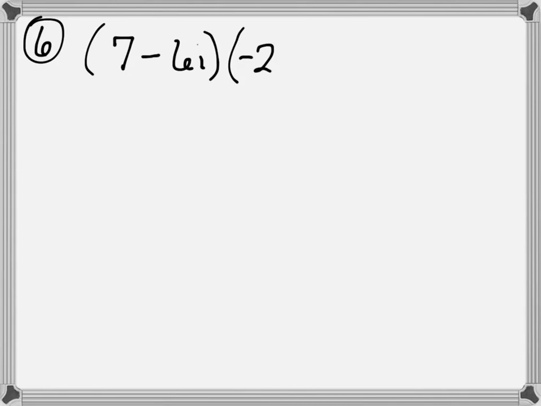And then, I forgot to write the problem, but here it is. You have 7 minus 6i times negative 2 plus 4i. And I want you to go ahead and multiply that through and check your answer using the Edpuzzle.